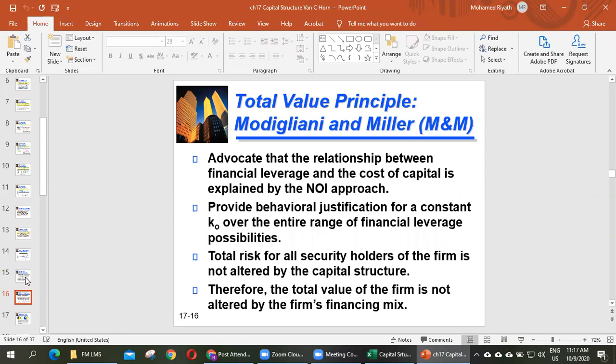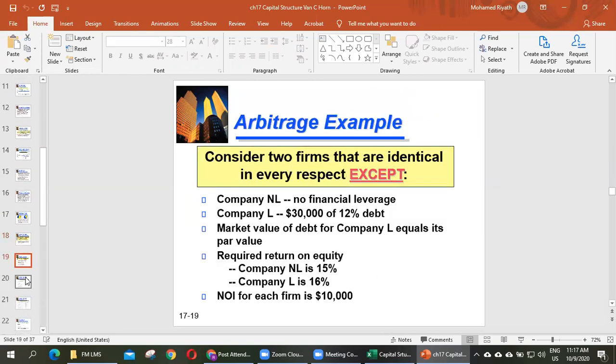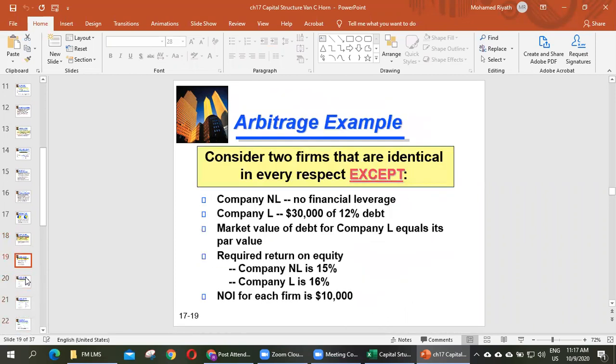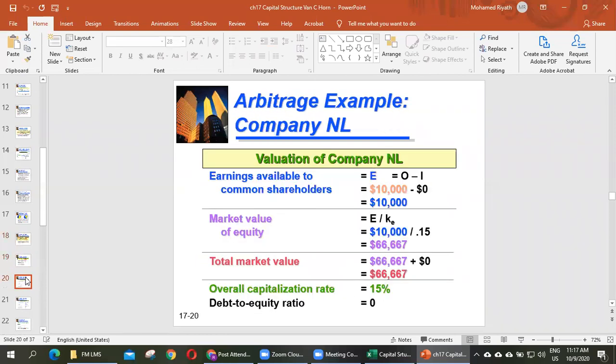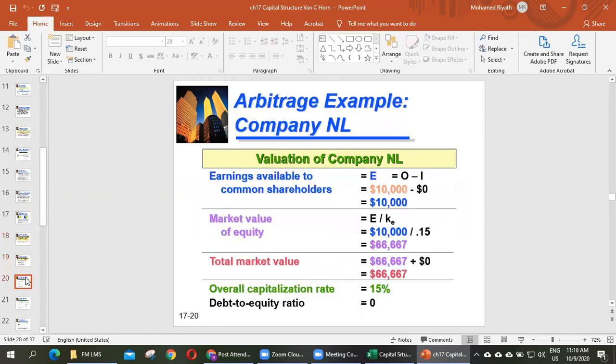Then the Miller and Modigliani theory. You can do self-reading on it, and also a self-reading on the arbitrage pricing theory, the arbitrage pricing model.